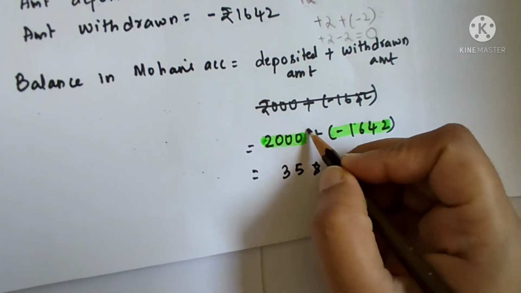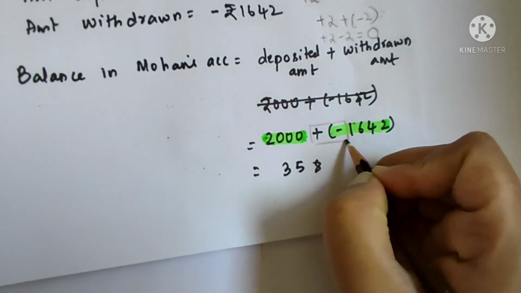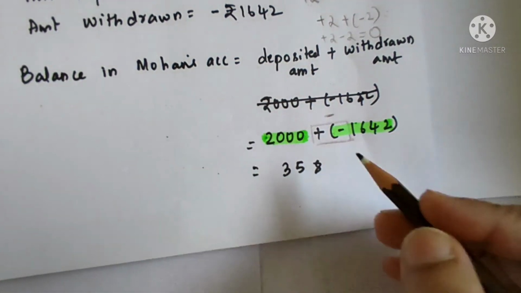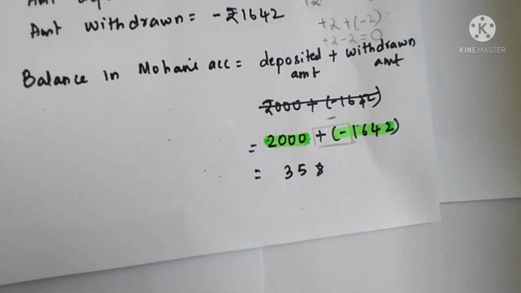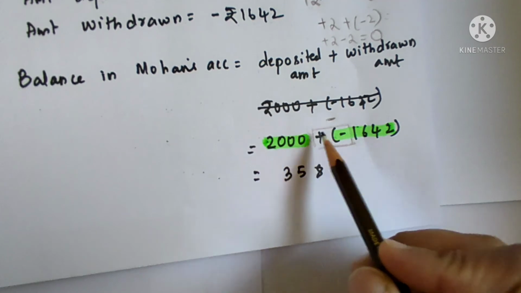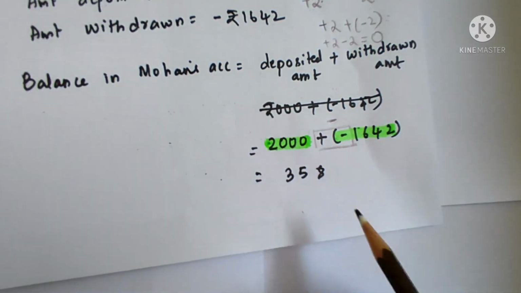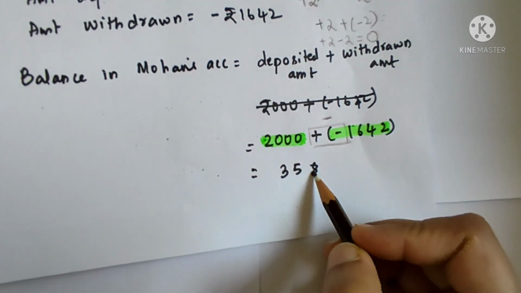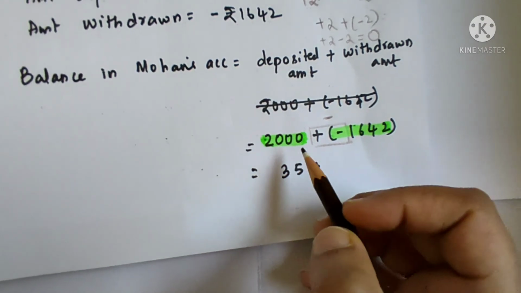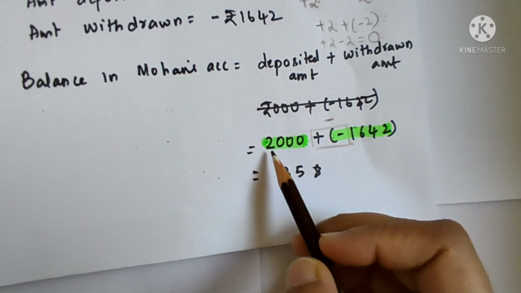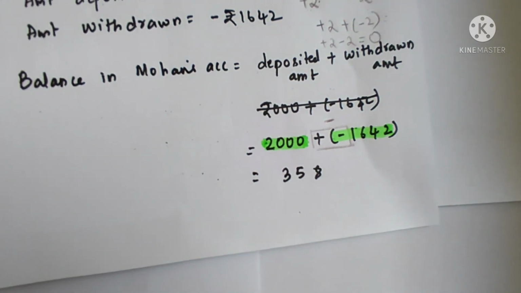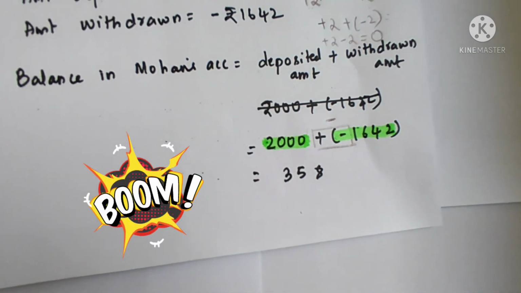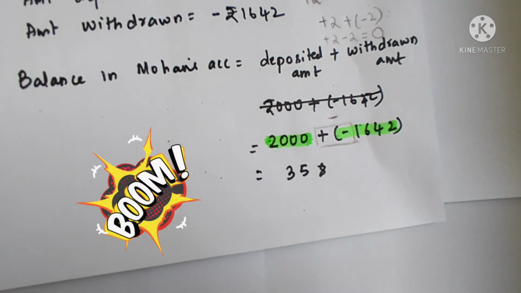Now we also know that whenever you have one positive and one negative sign, plus and minus, it will be replaced with a negative sign. So 1 plus and 1 minus, you will get 1 minus. So it will be 2000 minus 1642. You have to subtract 1642 from 2000. First with the 1's place, 10 minus 2 is 8. Then it is 9 here. 9 minus 4 is 5. Then 19 minus 16 is 3. So the final answer is 358 rupees. 358 is the balance remaining in Mohan's account after withdrawal.